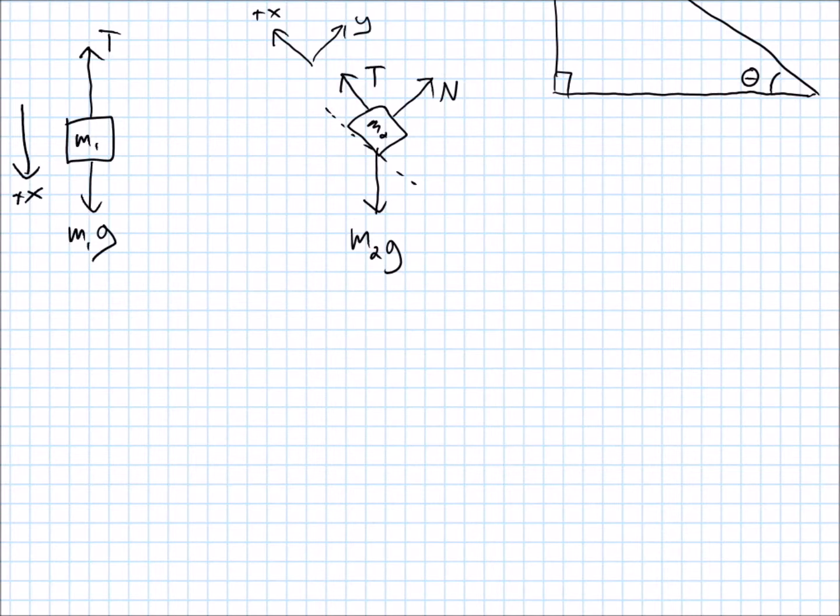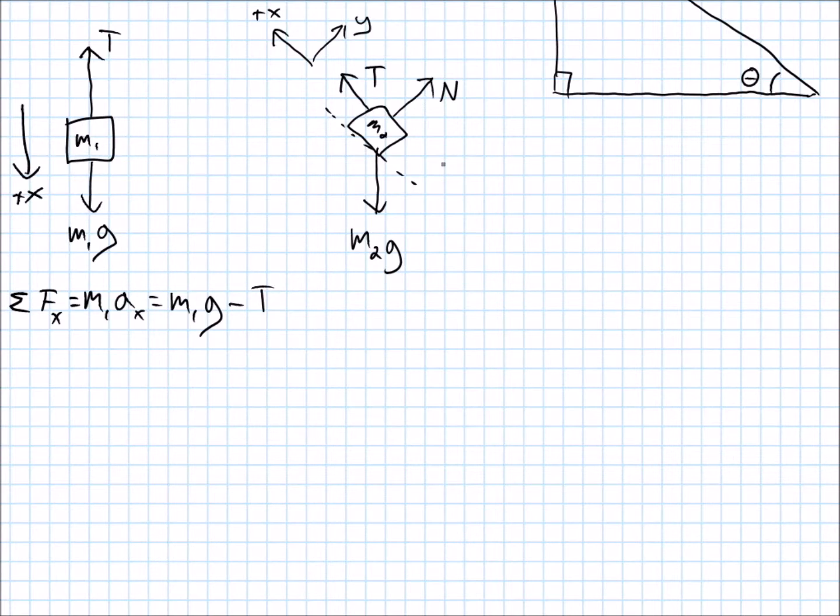Alright, so we will now write our Newton's second law equations. We wrote a free body diagram, so that's the next step. For M1, I have the sum of the forces in the x direction equals the mass M1 times acceleration in the x direction, and that will be equal to M1g minus T. M1g is in the positive direction, T is in the negative direction. So I'm getting that M1 times a_x is equal to M1g minus T. Now I'll skip the equation in the y direction for M1, because there are no forces in that direction.